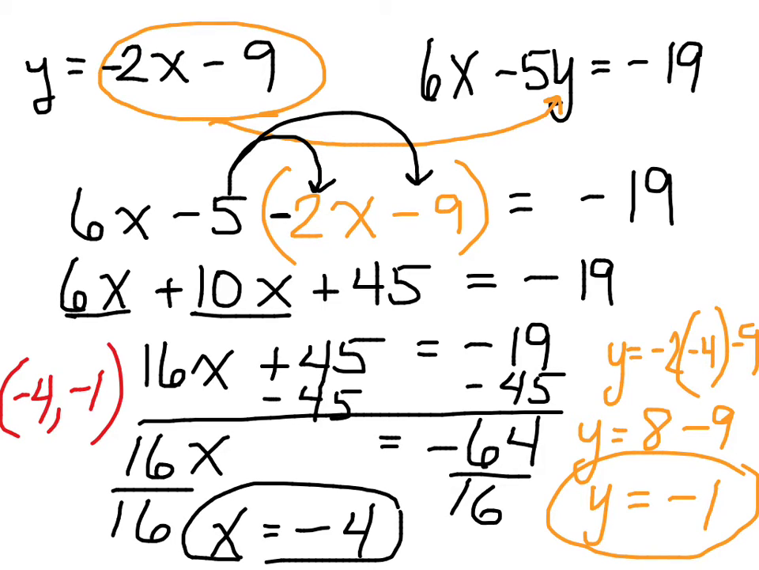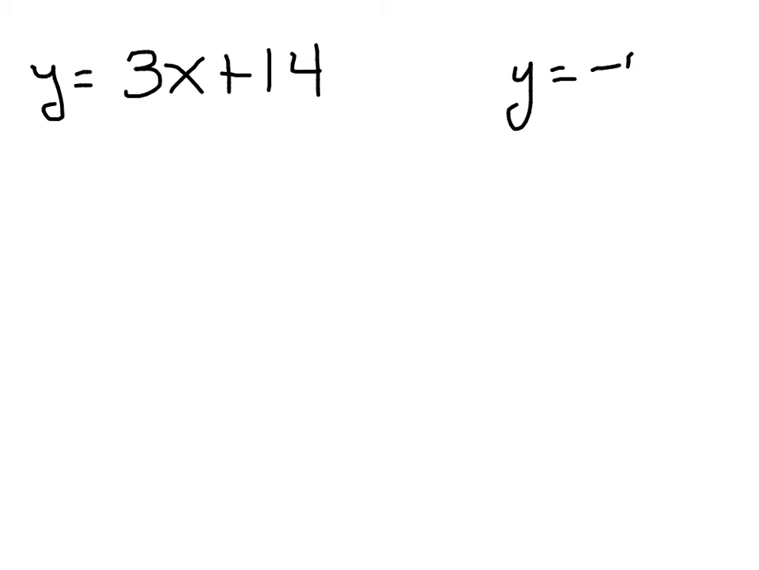Let's do another one. y equals 3x plus 14, and y equals negative 4x. It's the next one on the sheet. To do this one, first of all, step 1, solve one of the equations for one of the letters. It's already done. y equals 3x plus 14.